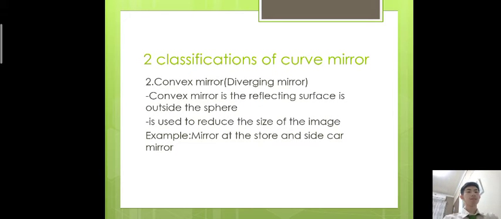The second one is convex mirror or diverging mirror. Convex mirror is the reflecting surface is outside the sphere. It's used to reduce the size of the image. Example, mirror at the store and side car mirror.